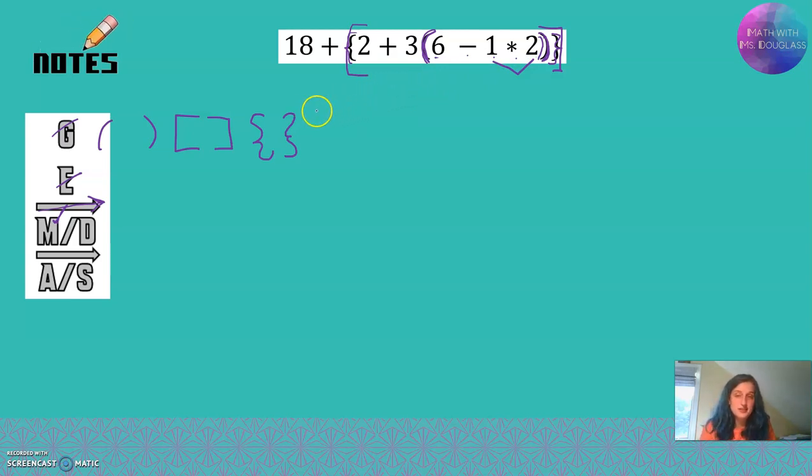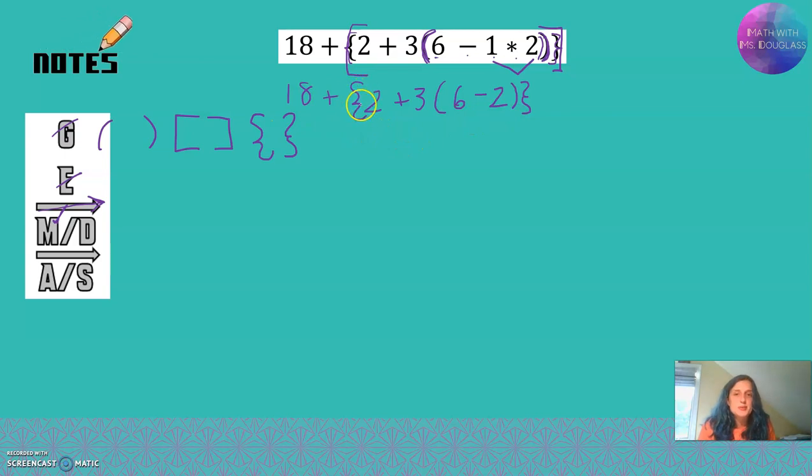Now this can get really messy. So here's something not everybody loves to hear me say. We're going to rewrite every step so that we don't miss anything. 18 plus my braces, 2 plus 3 parentheses, 6 minus 1 times 2 is 2. So that's my arrow, it's going to simplify it to the 2. And don't forget both of your symbols there. Now I'm going to go all over again.